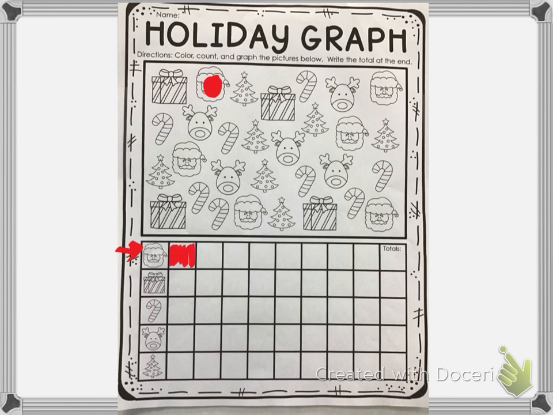Every time I color in an object from the data, I'm going to color in a square. So there's one up here and one down here. Now there's two, because I found another Santa, so I'm going to color in another square. Let's see if there's any more Santas. Oh, there's another one.